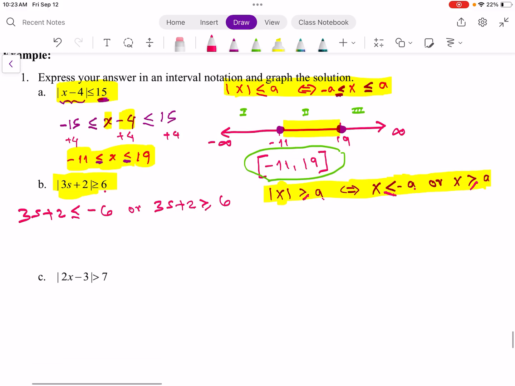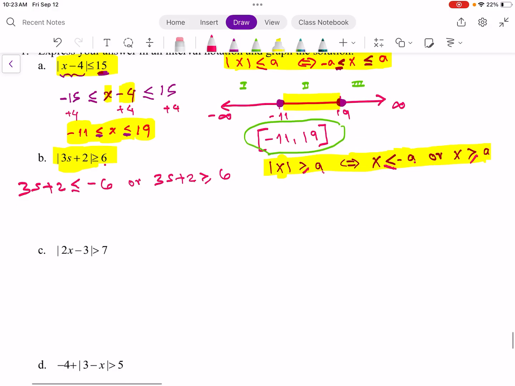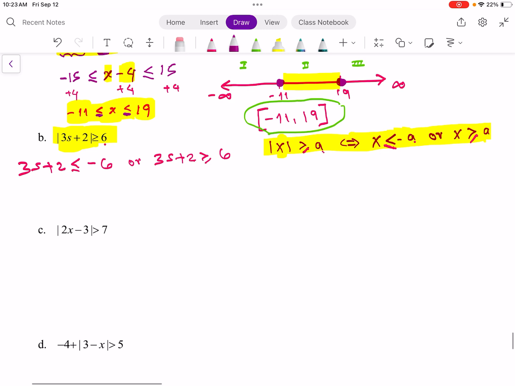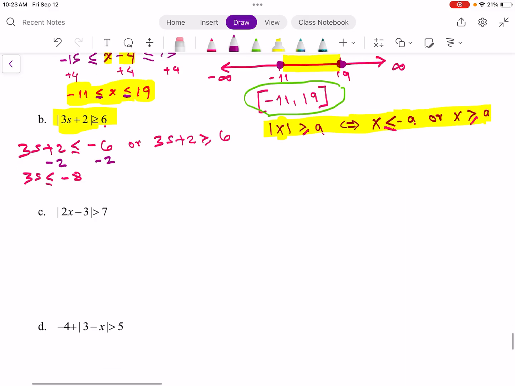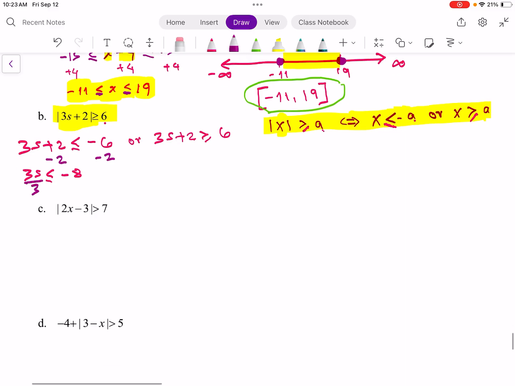Now these are linear inequalities, so let's solve each of them. Solving for s, subtract 2 on both sides. So we have 3s less than or equal to negative 8. Now we get rid of 3 by dividing by 3. So s is less than or equal to negative 8 over 3. We divide by a positive number, so the inequality sign remains the same. It does not change.